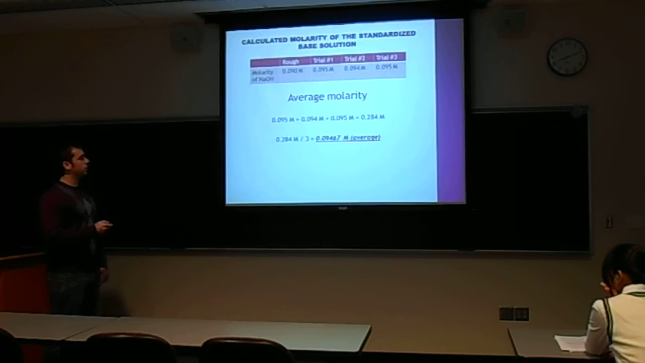Then here's a chart of all the molarities that we found. The equations are just not shown for them. Then we added up the 3 closest ones and divided by 3 to find the average. I found the average molarity to be 0.09467.